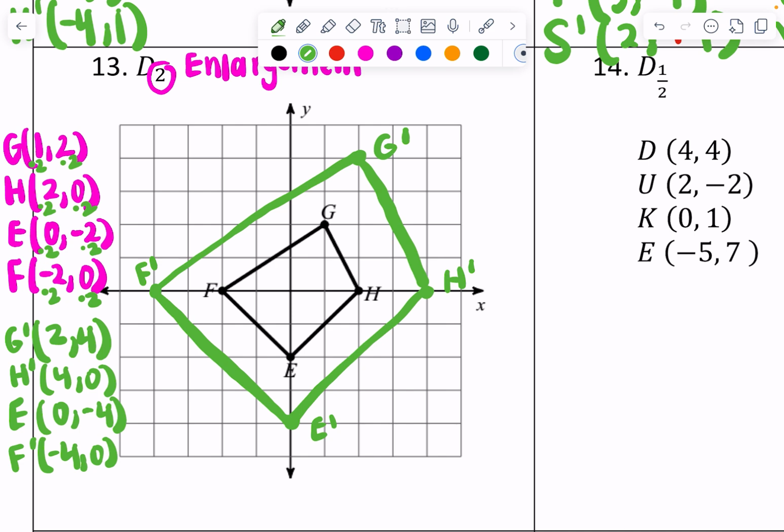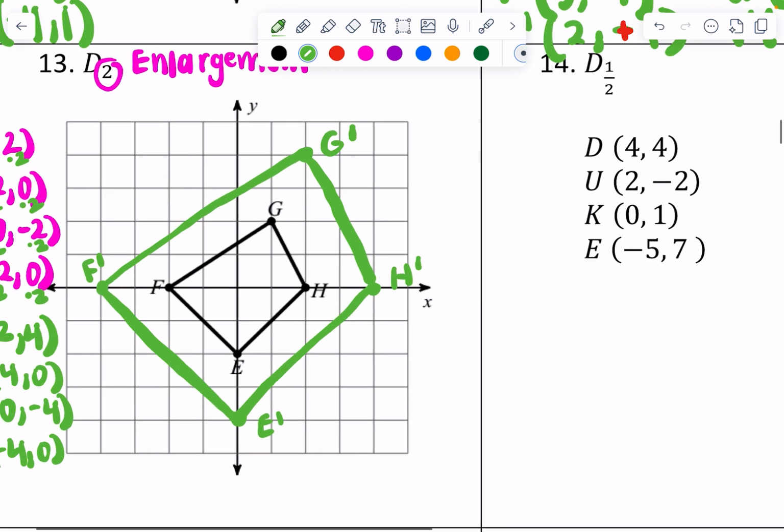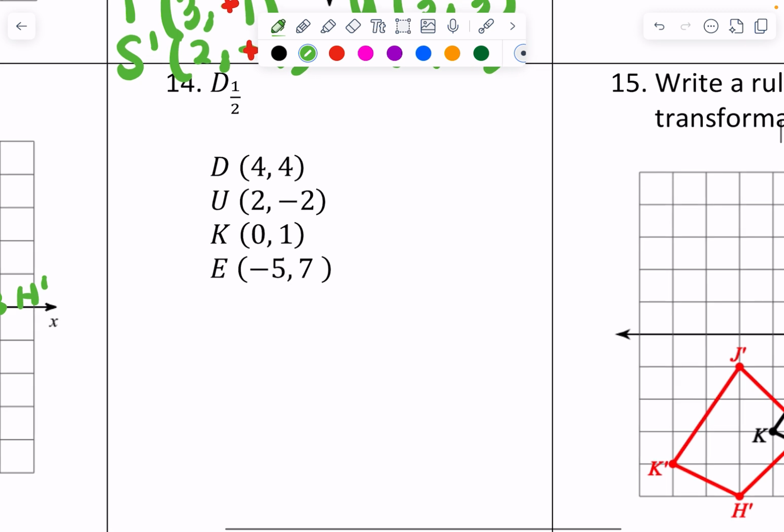All right, and then in number 14, instead of giving us a graph, they just gave us coordinate points. Again, like I said, anytime we're having a dilation that's greater than 1, that means we are enlarging. This time it's less than 1, half is less than 1, so that means we're having a reduction. The picture will be getting smaller.